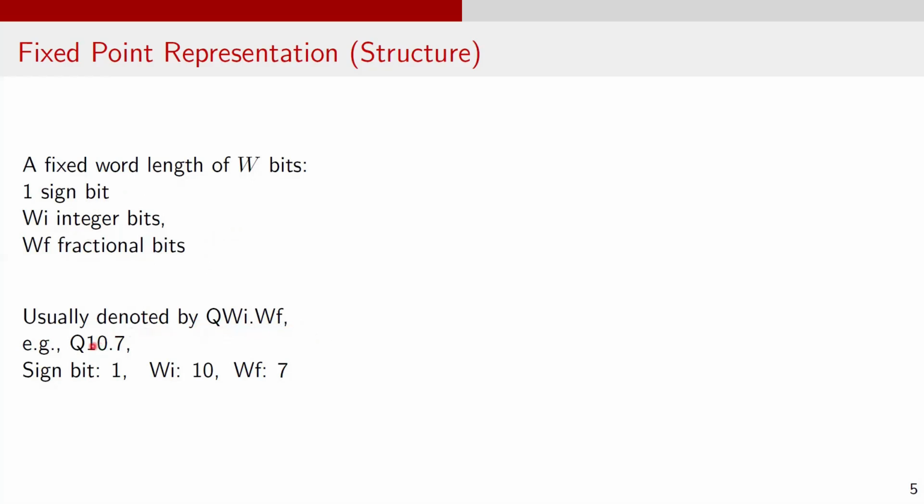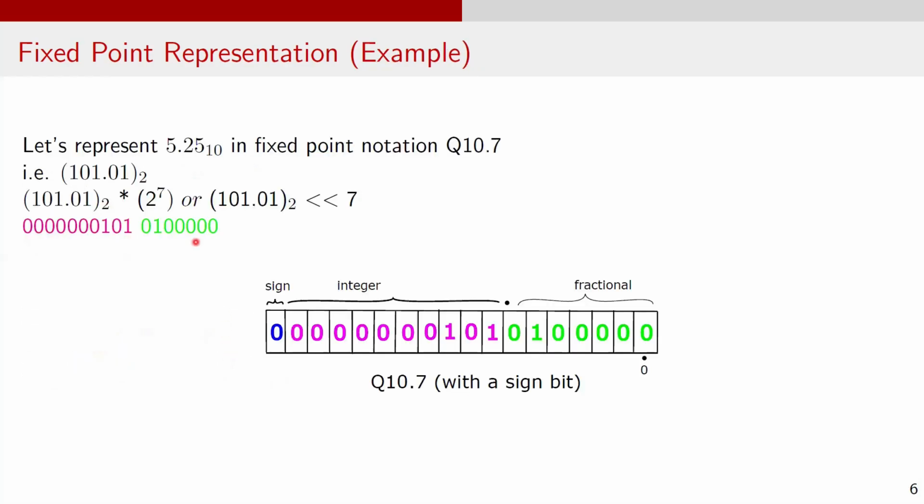For example, Q10.7 means 10 bits to represent the integer part, 7 bits for fractional precision, and there is one sign bit. Total of 18 bits. Now let's work through an example and find the fixed point representation of the same number we represented earlier in IEEE 754 single precision floating point.